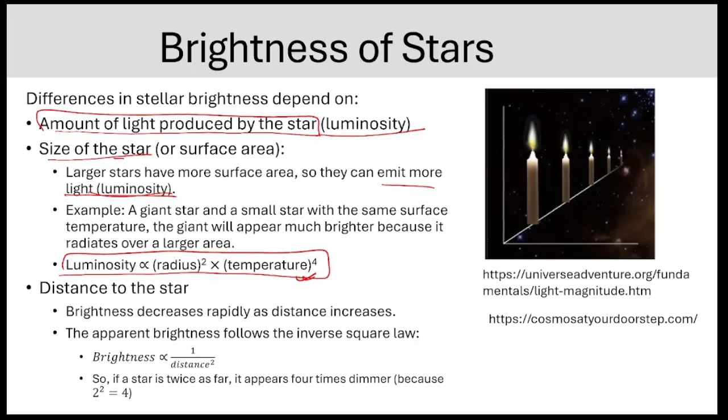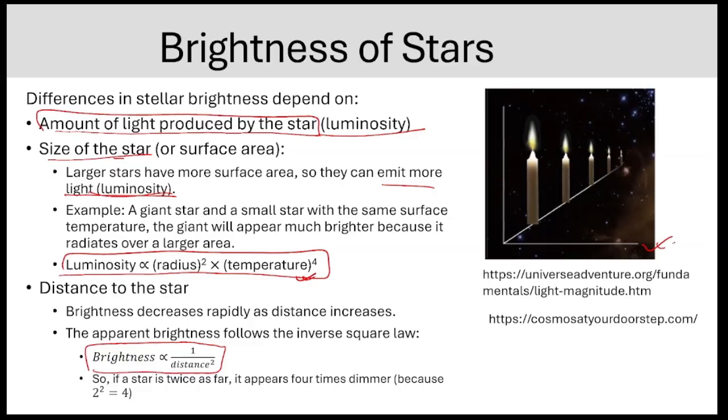And the brightness of stars also depends on the distance between the observer and the star, and the relation is that brightness decreases with an increase in distance, following the inverse square law. If a star is twice as far, it appears 4 times dimmer.